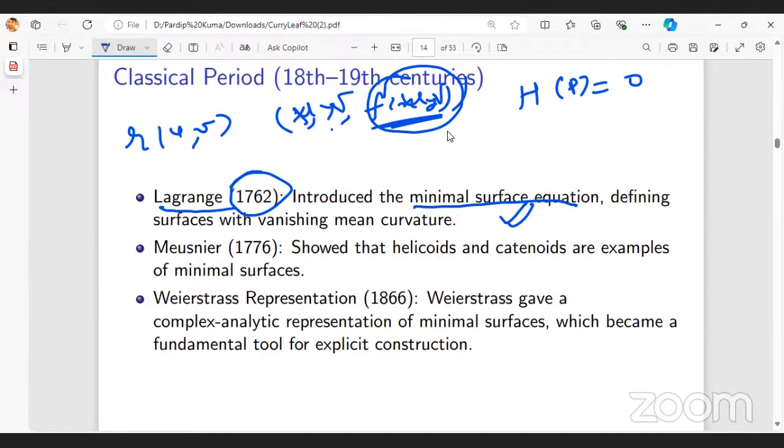Which can be written as x comma y comma f of xy. This means the graph of some function over R2. I can see one chat. Can I ask a question? Yes, you can ask. Let me unmute. Yes, please.